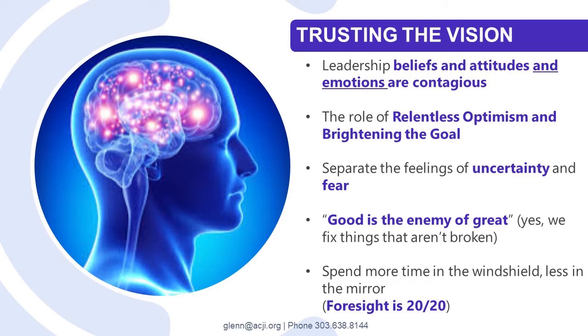Another thought is that we have to spend more time in the windshield and less time in the mirror. The windshield here represents the future, and the mirror represents the past. And we have this cliche in our language that hindsight's 20/20. And hindsight is, again, looking back in that mirror. And when we get through situations, we look in hindsight and we say, I should have done that, I should have done this, I should have done that. And that's why we say hindsight's 20/20. But we don't have a cliche that says foresight is 20/20.